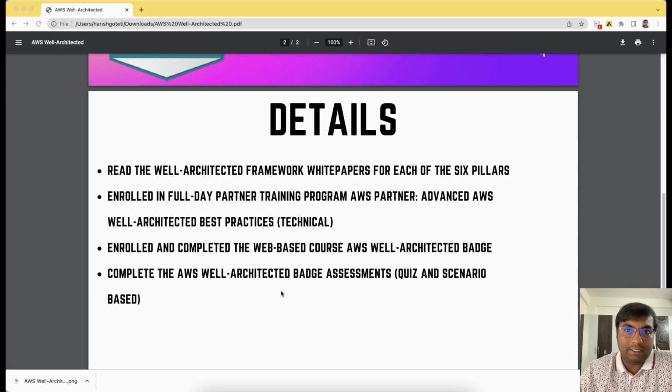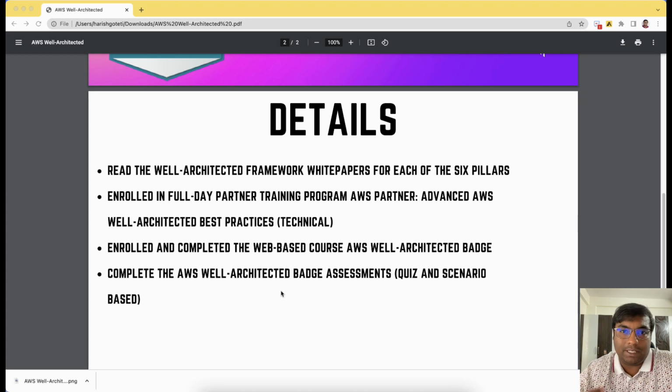It took me a couple of days to go through the two courses. The white papers, you keep reading as and when you get time. Those are long, and there's a lot of information in those six white papers. So that's what I did, and this is how I got the AWS Well-Architected Proficient Badge.